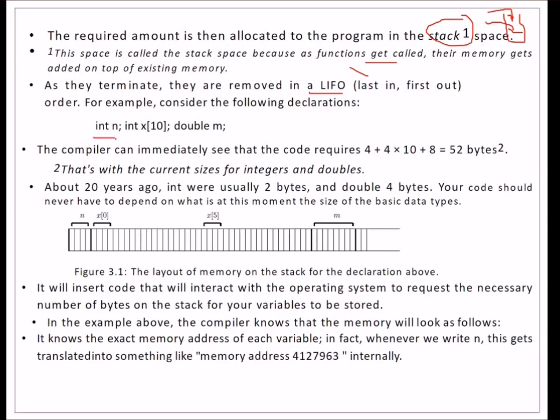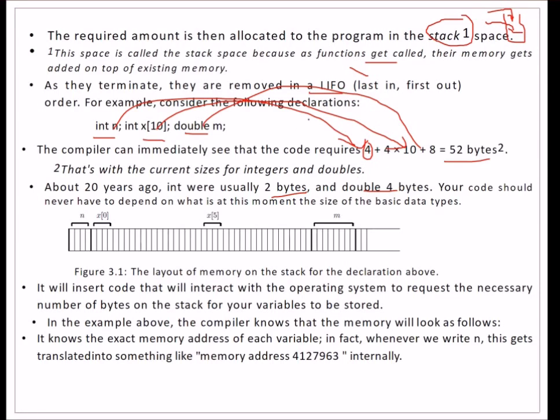Consider that you have declared an integer array named x with 10 elements, and also a double m. Now the compiler sees that the code is required to have some space. What space? 4 bytes for each integer, since this is integer type and 10 elements can be kept, 4 into 10, and double will be 8. So 4 into 10 plus 8, that is around 48 bytes. This is the current size of integer and double, 4 and 8, and earlier it was 2 bytes and 4 bytes.